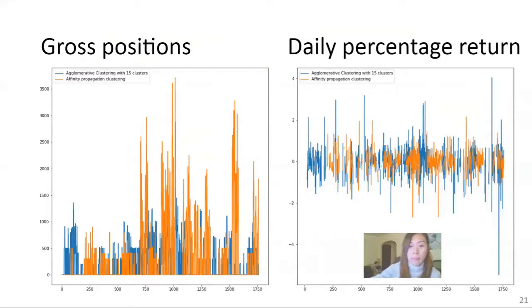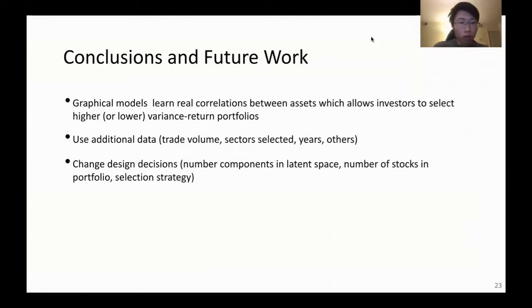So in conclusion, the graphical models can learn real correlations between assets, which can allow investors to select higher return and lower variance portfolios. In the future, we can use additional data sets, including more years or more features like trading volumes. We can also change the design decisions, including hyperparameters, number of stocks in the portfolio, and selection strategies.